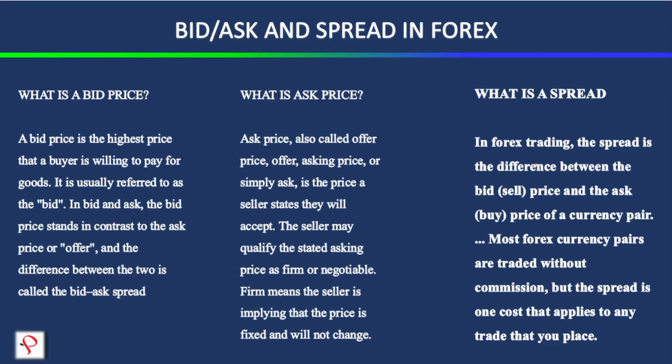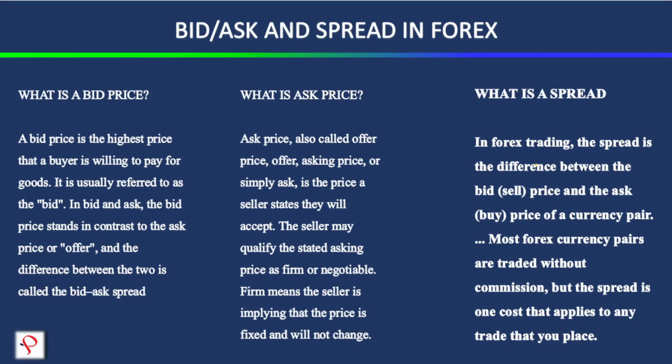Now let's talk about the spread. You're always going to hear things like spread. Now what is a bid and ask price? A bid price is the highest price that a buyer is willing to pay for goods. It's usually referred to as the bid. The bid price stands in contrast to the ask price or offer, and the difference between the two is called the bid-ask, which is known as the spread.